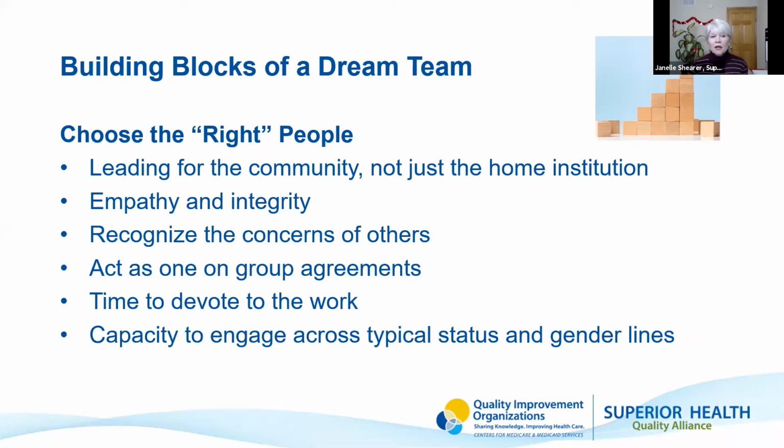You want folks that are leading for the good of the community or the initiative, not just for their home institution or their home department. You want people who are leading others. You want to demonstrate that they actually have capacity and time to do the work. If someone does not have capacity in their schedule to be a part of the team, it'd probably be better to select someone else. And then we also want people who are eager to work across the common social boundaries, whether it's status or gender lines or other areas, so that you have a variety of people working together.